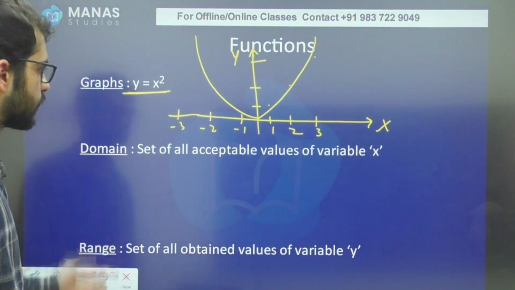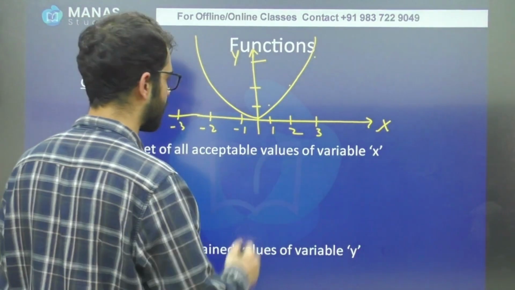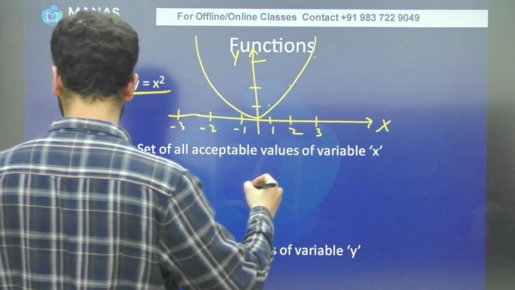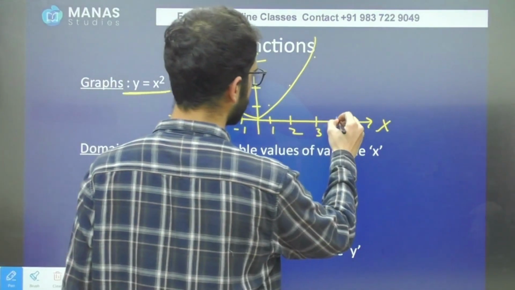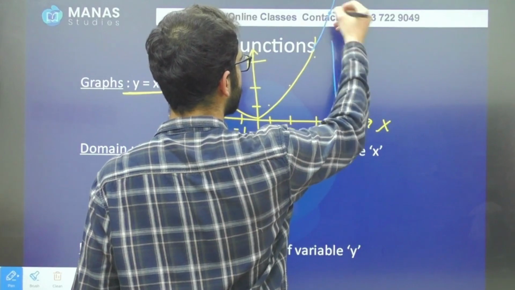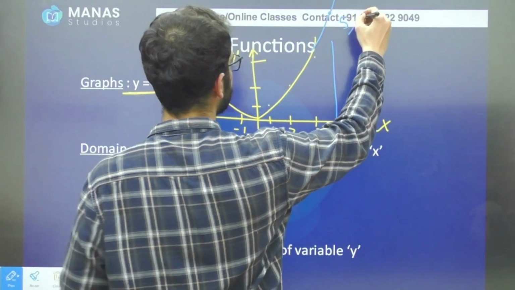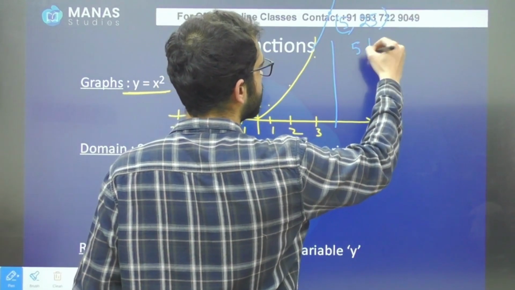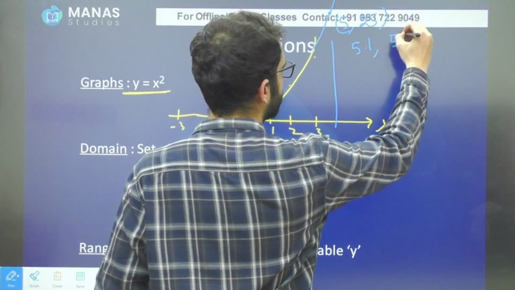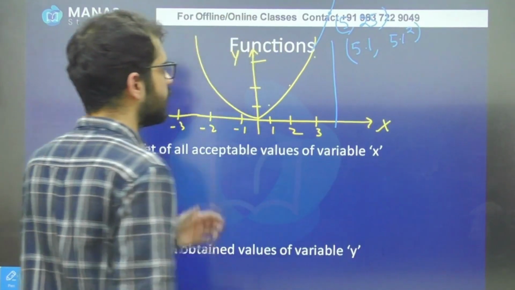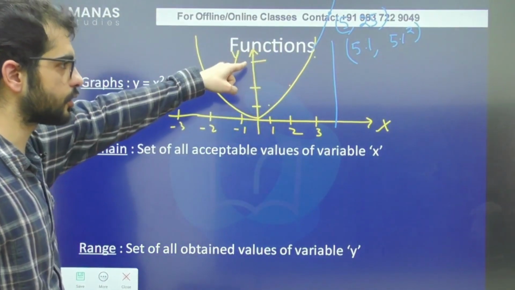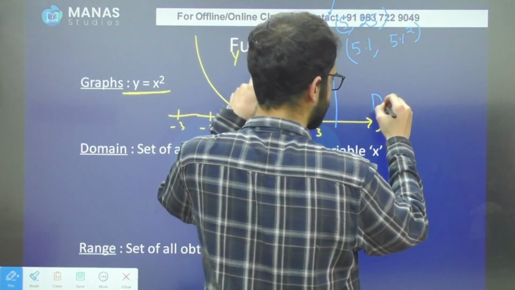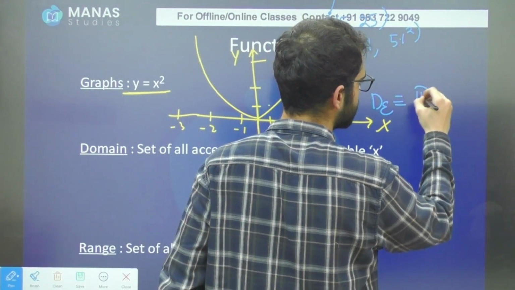Let's revise what is domain. It's the set of all acceptable values of variable x. In this case, I can put any value of x. If I put x is equal to 5, it's going to meet the graph at some point, where x is 5 and y will be 25. If I put any other value, let's say 5.1, then y will be equal to 5.1 squared. Similarly, any value of x can be input into this expression. So the domain of this expression can be written as the set of all real numbers.